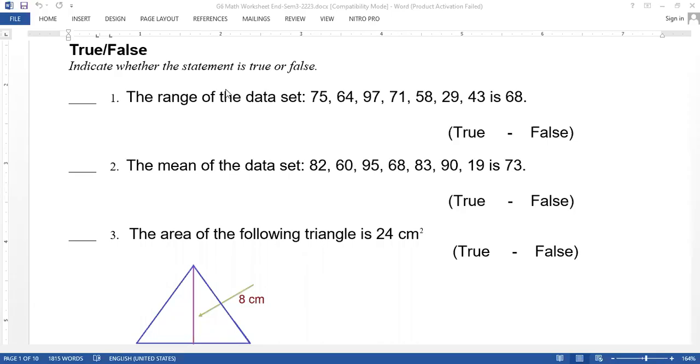How are you, everyone? Today we're going to discuss some important points on this worksheet for grade 6.